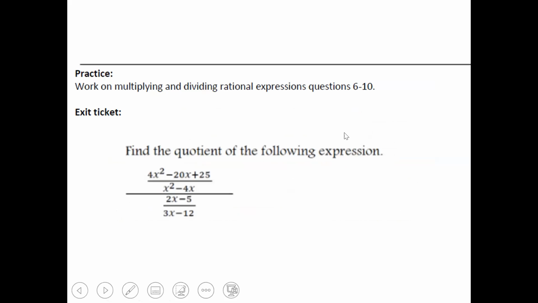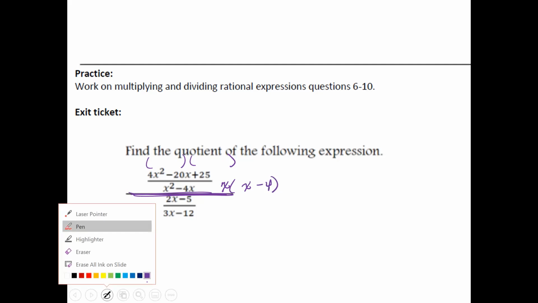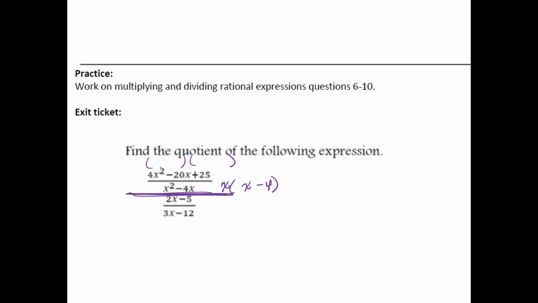If you take a look at this, what it's asking you to do is a division. But it looks very, very ugly. So I'm going to try to factor. For the denominator, I could take out an x. If I take out the x, I will have x minus 4 remaining on the inside. Now for the numerator, I have a 4x squared, so I'm going to do a 2x and a 2x. It could also be a 4x and an x, I don't know yet.